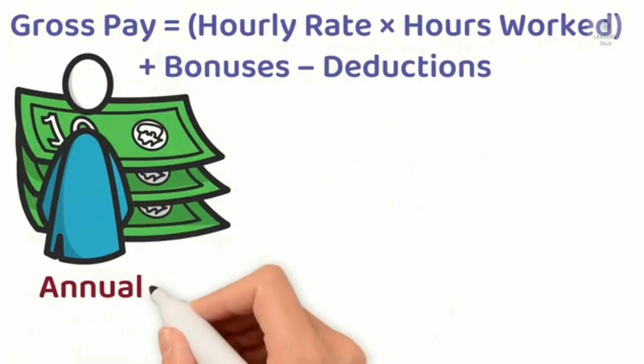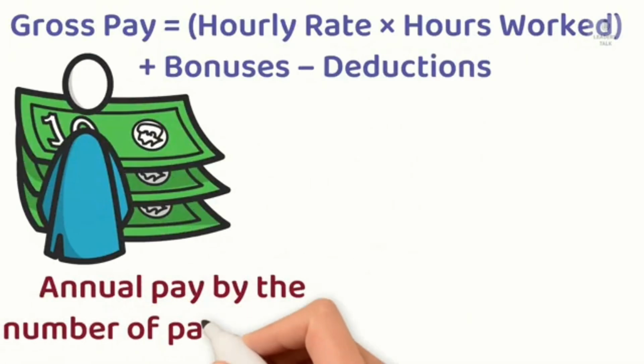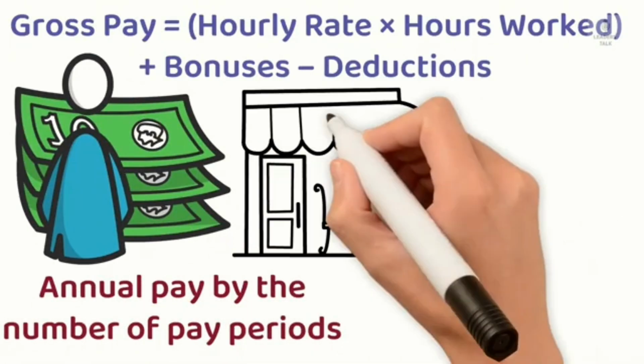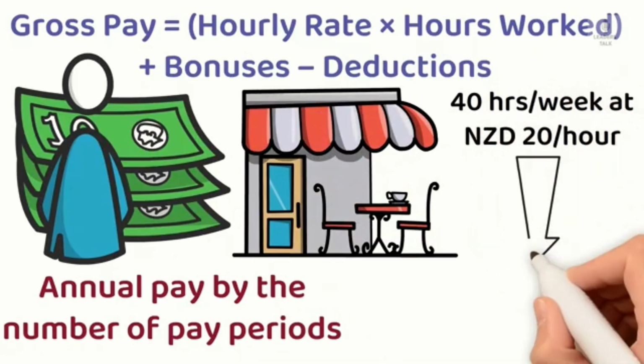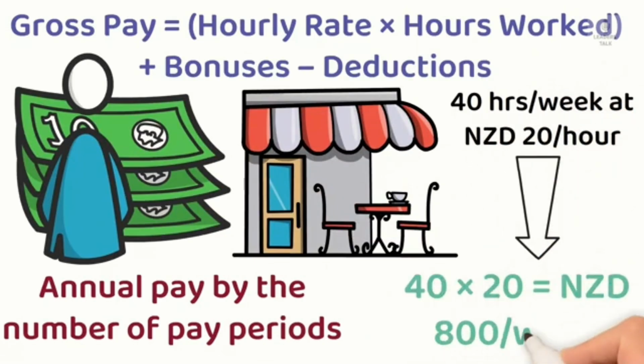For salaried staff, divide annual pay by the number of pay periods. For example, a bakery employee in New Zealand works 40 hours per week at NZD 20 per hour. Gross pay equals 40 times 20, equals NZD 800 per week.